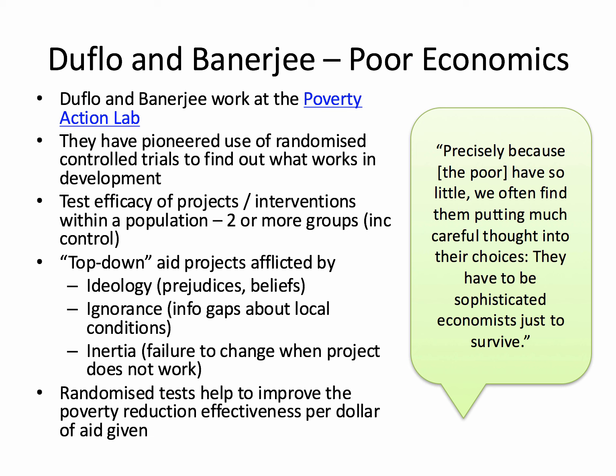And they argue that in fact bottom up aid interventions are more effective than simple top-down aid that's inflicted or imposed on a country from above. They argue that top-down aid is hampered by ideology, ignorance and inertia. In other words, top-down aid can lead to government failure. Now their key point is that randomised tests help, and this is a really key evaluation point I think for an essay, randomised tests help to improve the poverty reduction effectiveness per dollar spent. That is a great phrase to use in an A2 macro essay.